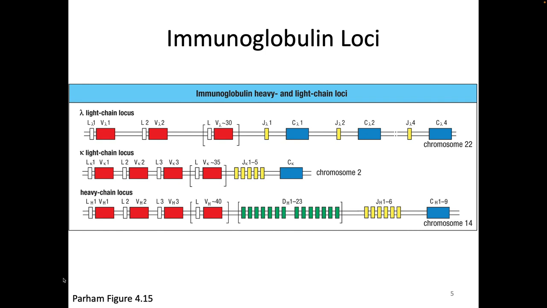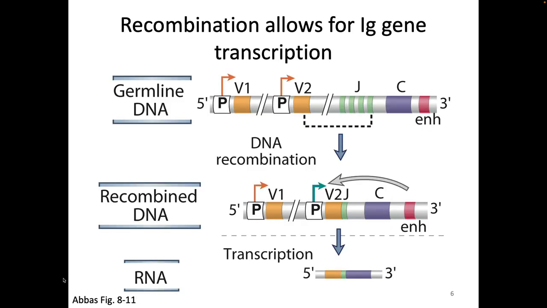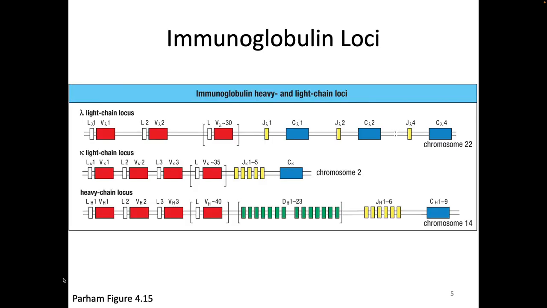I also pointed out that the fact that we are actually cutting the DNA and removing the intervening sequence is important. So in the germline DNA, in all of your other cells that have not done the cutting and pasting, the first V is really, really far away from this constant region information. There's 40 Vs and all this stuff in between.